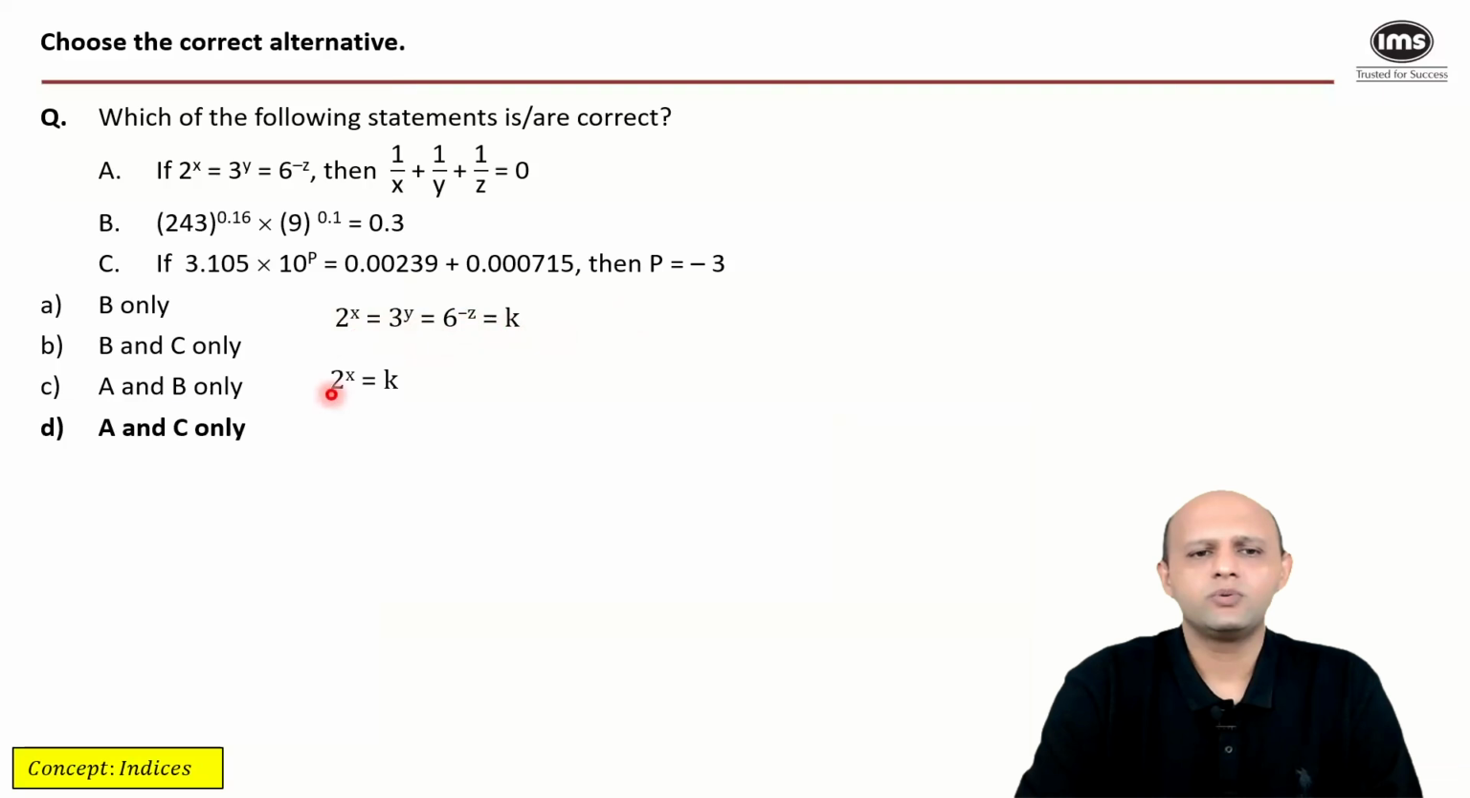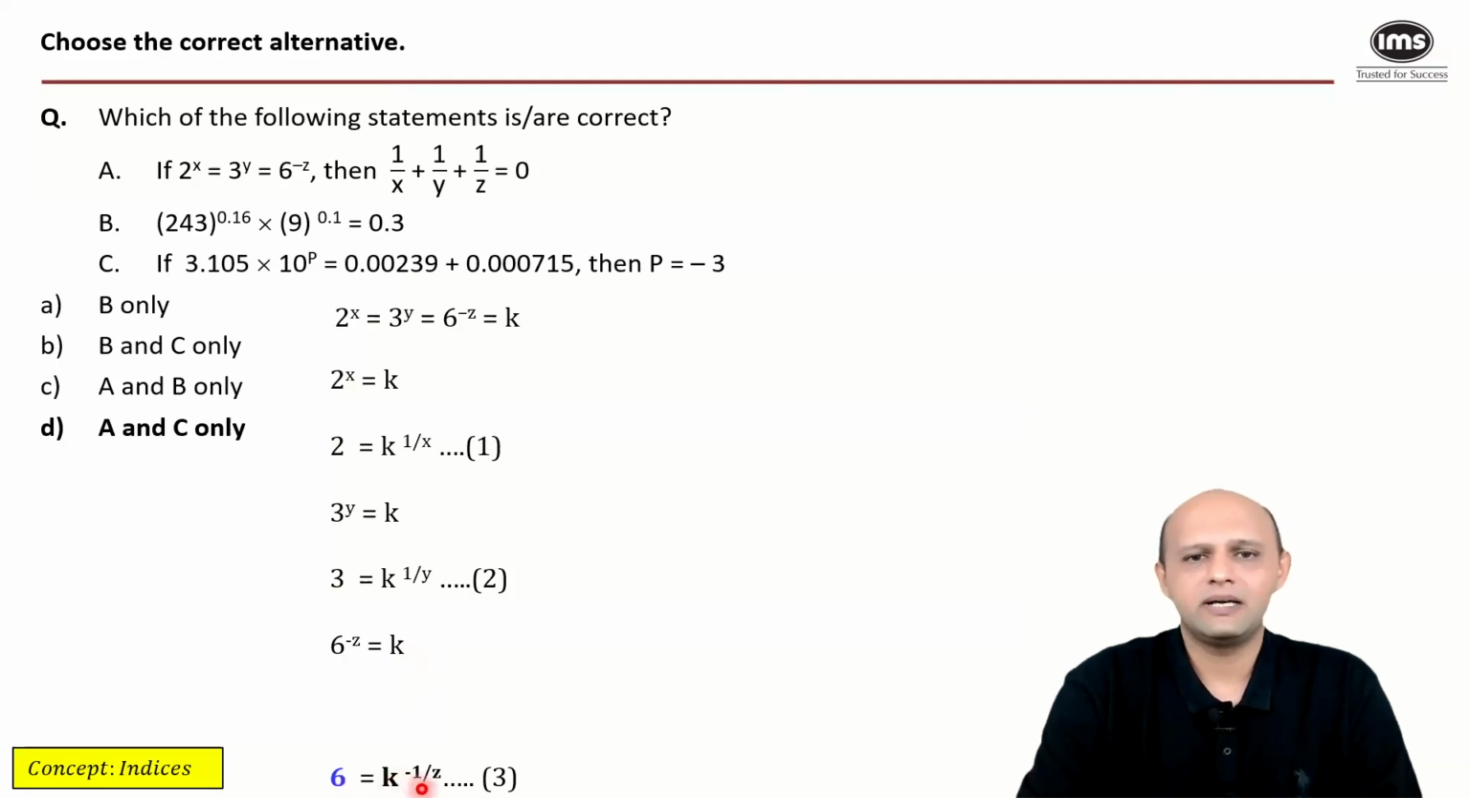Okay, so 2 raised to x is equal to K. If you have to free 2 of this radical, what will you say? 2 is equal to K raised to 1 by x. 3 raised to y is K. Similarly, 3 would be K raised to 1 by y. And if 6 raised to minus z is K, be careful here. 6 is going to be K raised to minus 1 by z. Now, is there any relation that you can establish between these numbers, 2, 3, 6? Yes. If you multiply 2 with 3, you get 6, right? So that's essentially what we need to do here.